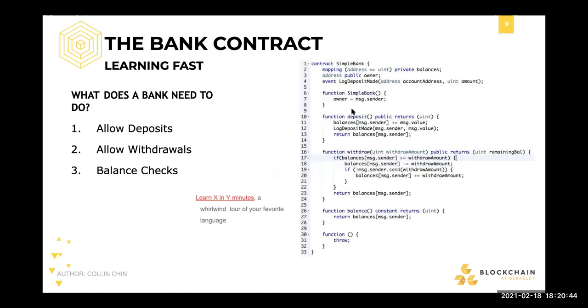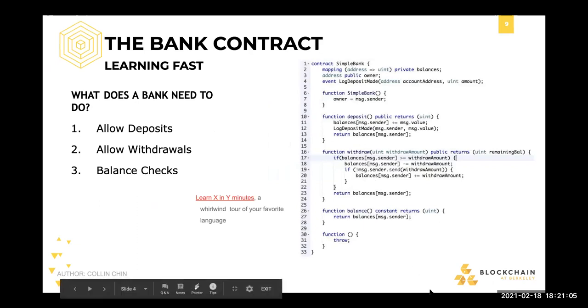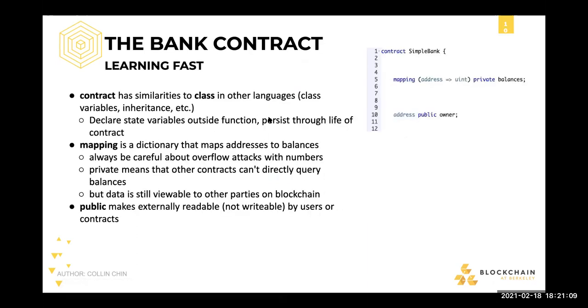So then let's talk about what the bank needs to do. Let's say we have a bank and we are encoding it with Solidity. A bank, any bank, would need to allow deposits, allow withdrawals, and balance checks. And here is it coded up in the slides given. Yeah, so let's talk about the contract first, and let's go bit by bit.